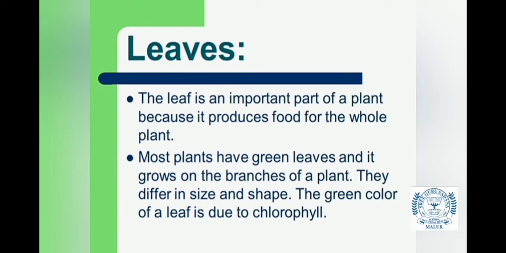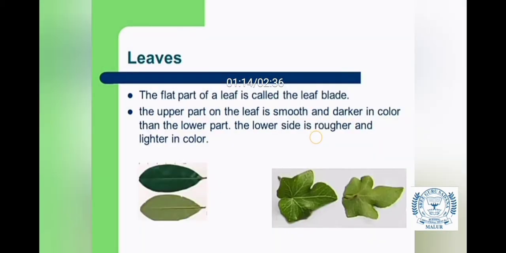So what is chlorophyll, children? Chlorophyll is nothing but a green pigment which is present in the leaves, which gives plants their green color and it helps plants to create their own food through the process of photosynthesis. Okay, children.